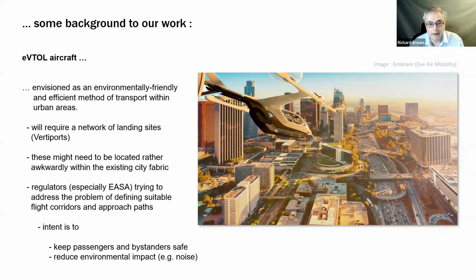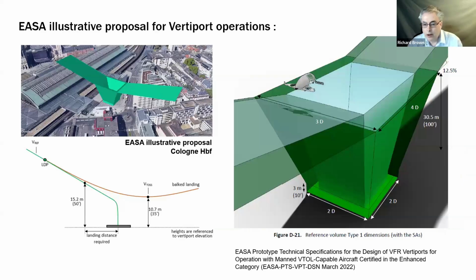Now, if you go back to March 2022, EASA released a very interesting document with a very long technical name. It's normally just known as PTS VPT DSN, rolls off the tongue a lot more easily. And this gives an illustrative proposal of how they intended to define vertiports and their access routes within the urban jungle. So this is a picture, you might recognize it as Cologne's main railway station. And this diagram tries to illustrate how a vertiport might be stuck in amongst all these buildings on this little plaza, if you like, which is just outside the station.